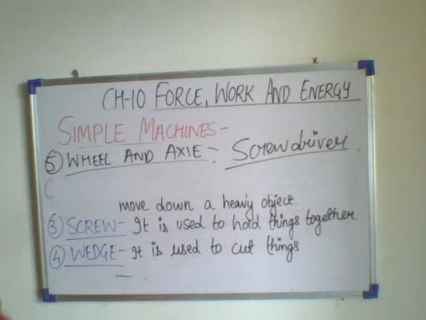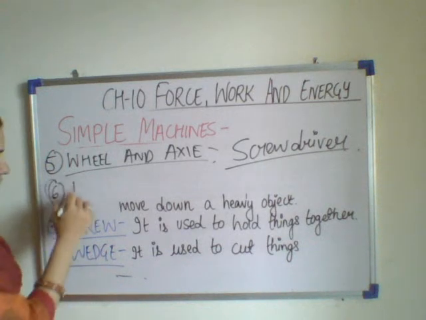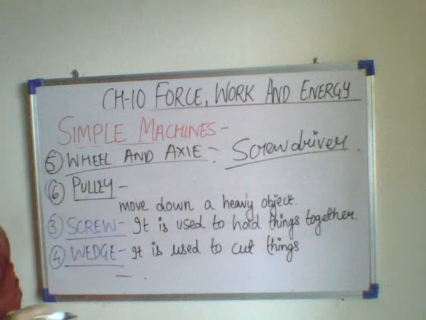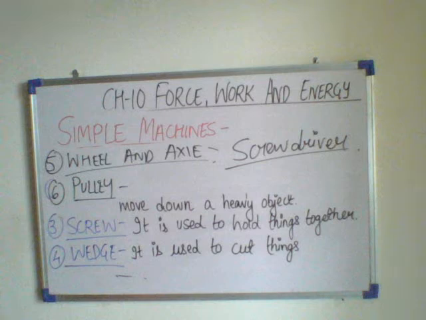The last that we will be studying is the sixth one, that is the pulley. So what is a pulley? It consists of a grooved wheel and a rope. It is used to lift heavy loads easily. What is the use of the pulley?